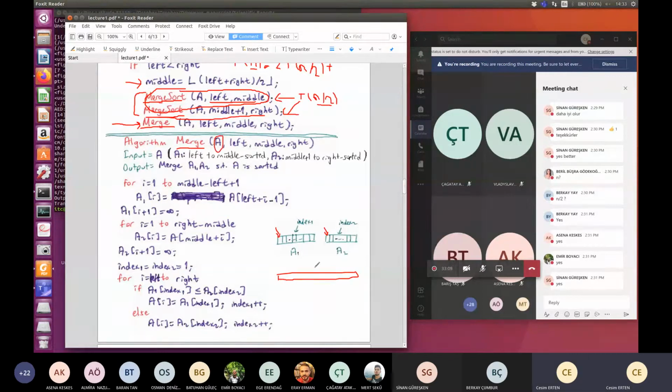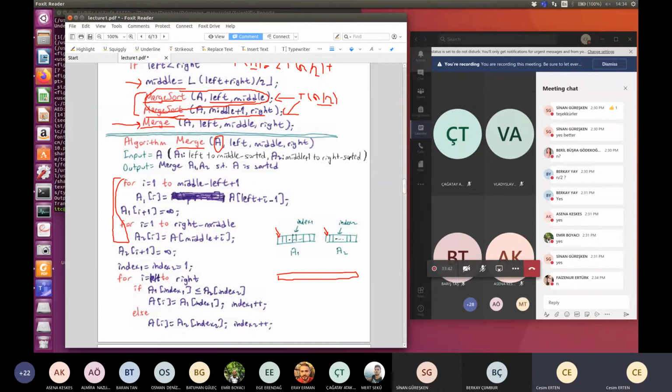Okay. First, we were copying the left part into A1, the right part into A2. And then, so how much time does that copying require? This part, basically. If we inspect the pseudocode of the merge algorithm, how much running time do we spend for these two for loops? Yes, it is n. It is theta, some constant times n, basically.